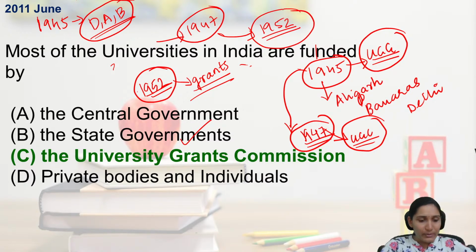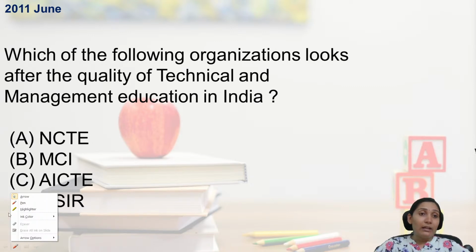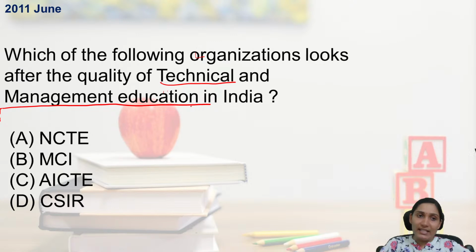Okay, let's move to the next question. Which of the following organizations looks after the quality of technical and management education in India? You have options NCTE, MCI, AICTE, CSIR. Here you can simply use the elimination technique. And this is a very direct question too. Even if you don't want to use the elimination technique, you can directly come to the answer. This is a very simple question.